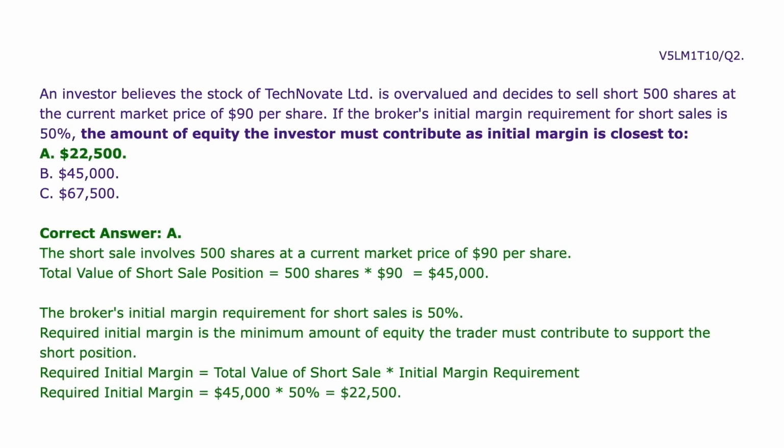For short sales, margin is based on the value of the shares sold short. Proceeds are at the current price. 50% means the investor must put up half the value of the short position as equity. This margin protects the broker if the stock price rises and the short seller has to buy back at the higher price. Option A is correct.